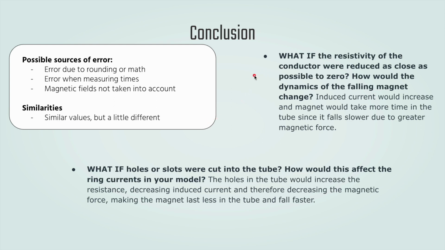What if the resistivity of the conductor were reduced as close as possible to 0? The induced current would increase and the magnet would take more time in the tube since it falls slower due to a greater magnetic force.